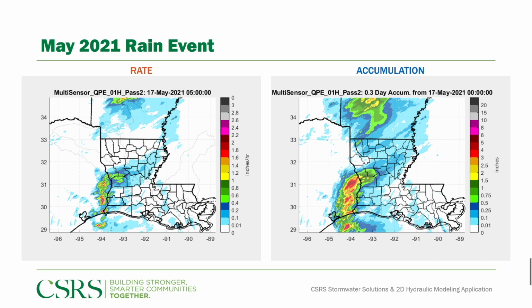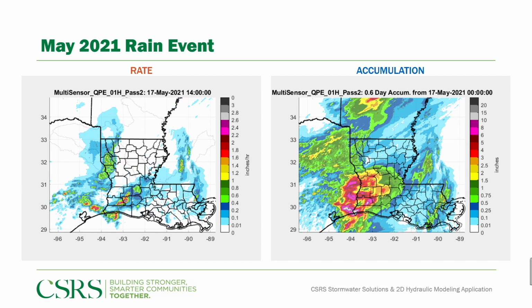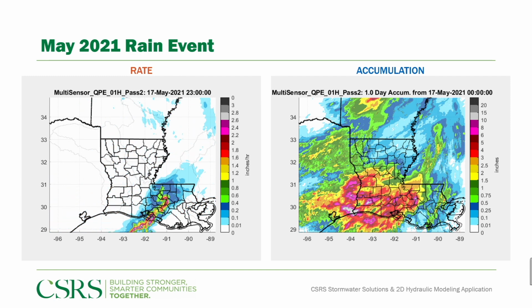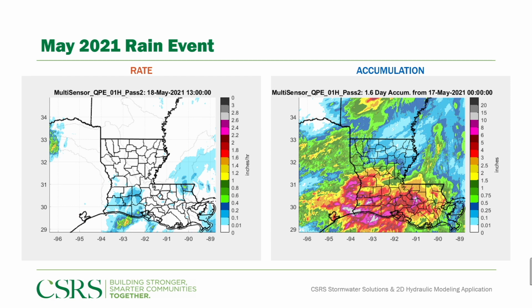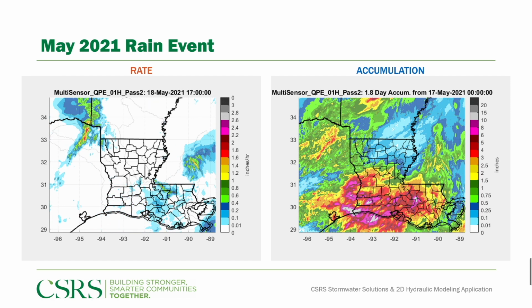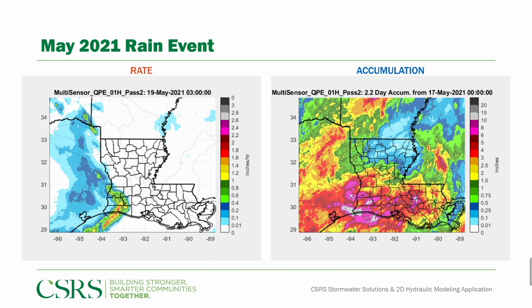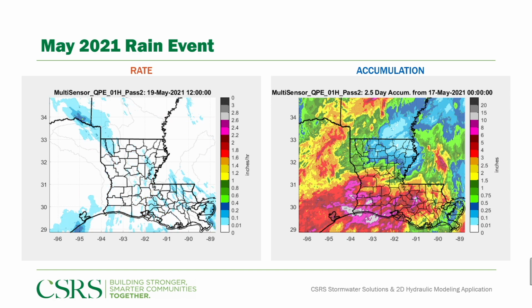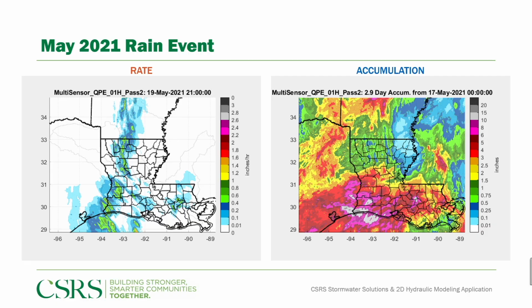So here's an example of the May 2021 rain event. On the left side of the screen, we're seeing the rate of rainfall. This is the depth per hour. On the right side, this is showing accumulation. This is just an example of how we can pull information from NOAA to understand how much rain fell when, because it's important that we put accurate rainfall information into the model so that we can have a better comparison on where it flooded when.